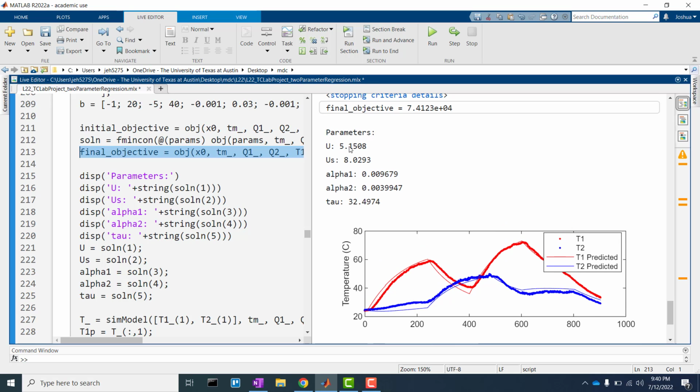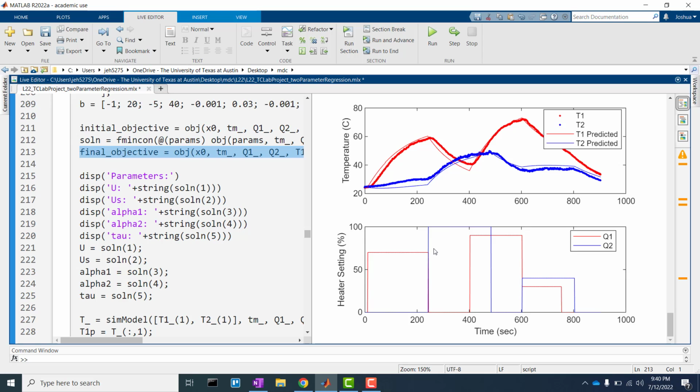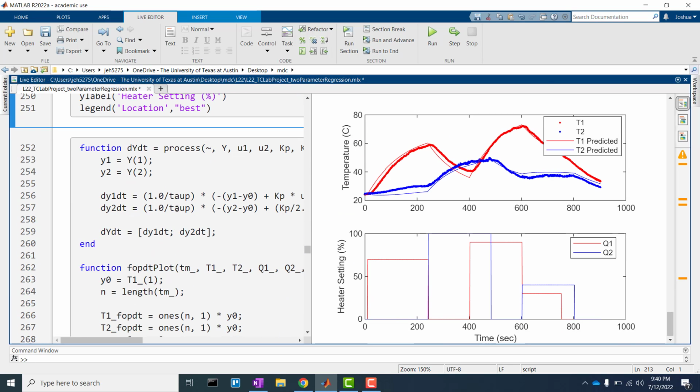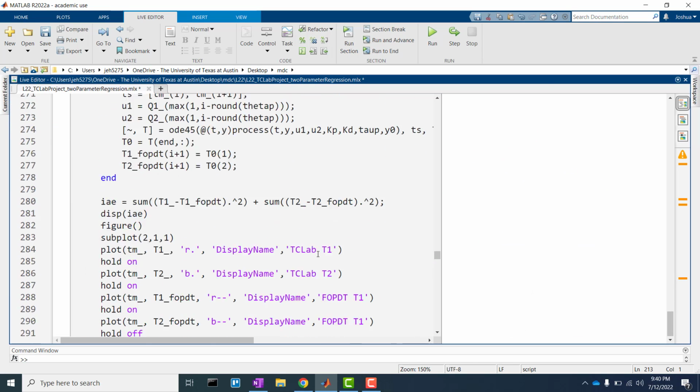So our U is actually 5.15, so it did change them. US is equal to 8. Alpha 1 is 0.009, alpha 2 0.003, almost 0.004, and tau is equal to 32. And we're doing pretty good. I think the predicted gain is a little bit low as far as I would probably, if I were to continue to fine-tune this, make US a little bit higher so we have a little bit more heat transfer between heater 1 and heater 2. Let's move on, and that's it.